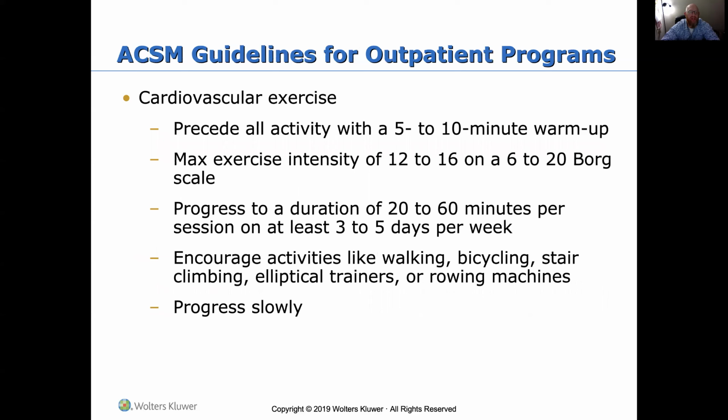So here's just some ACSM guidelines for outpatient programs. As far as cardiovascular exercise, you want to precede all activity with a 5 to 10 minute warm-up. That's generally about the norm. Maximum exercise intensity of 12 to 16 on a 6 to 20 Borg scale. That's pretty high. If you're up toward the 16 end, you're working them pretty hard. Progress to a duration of 20 to 60 minutes per session, 3 to 5 days a week.